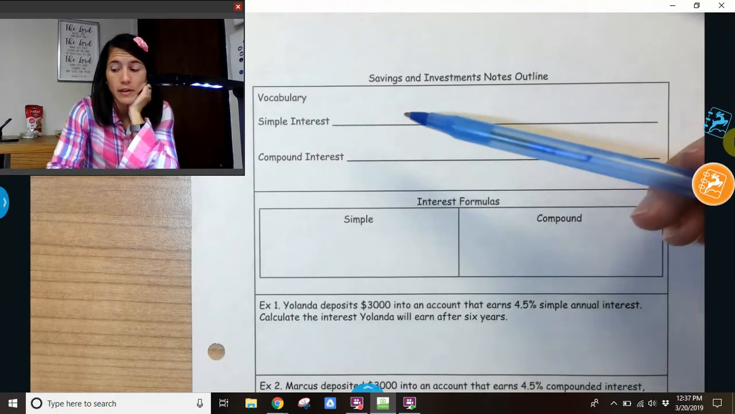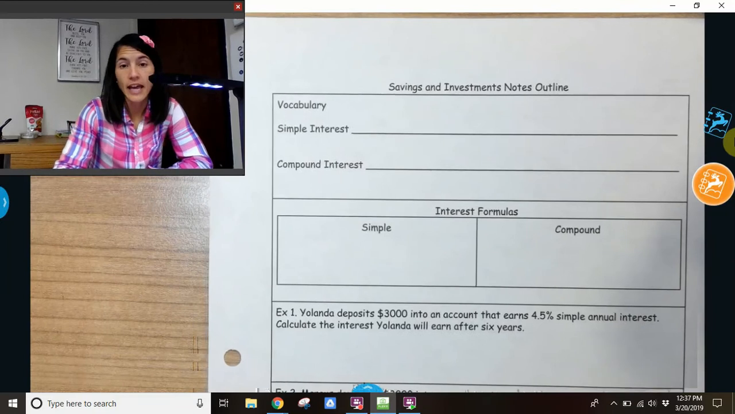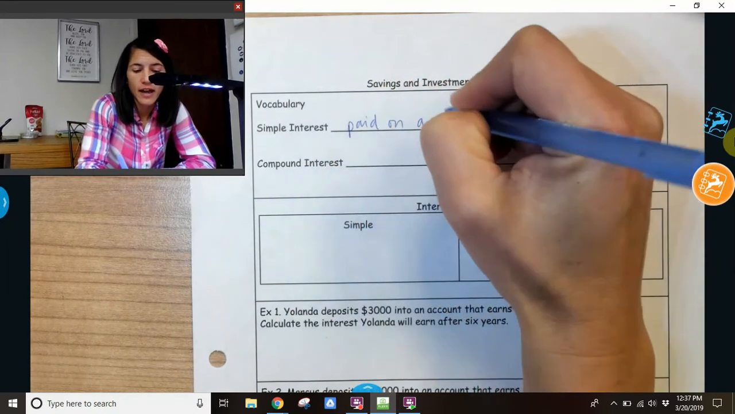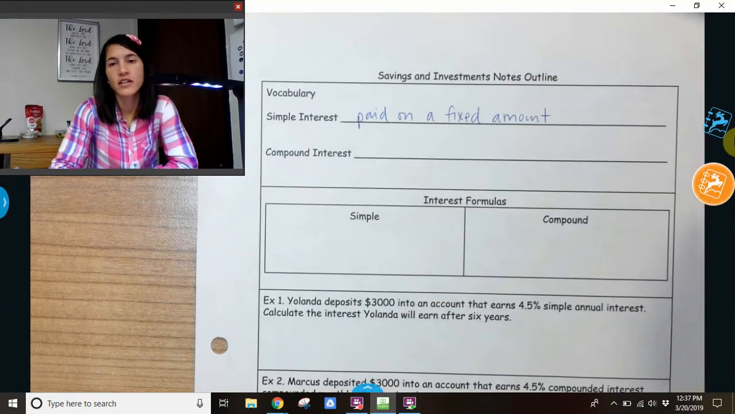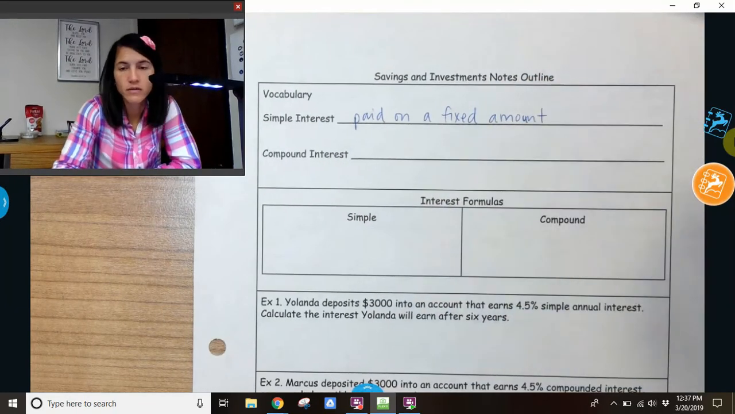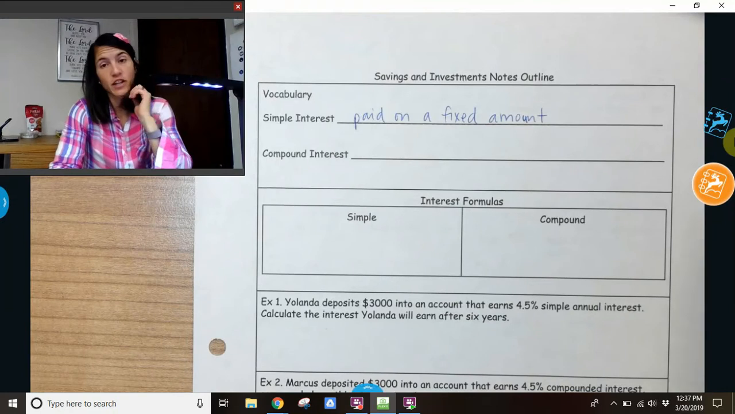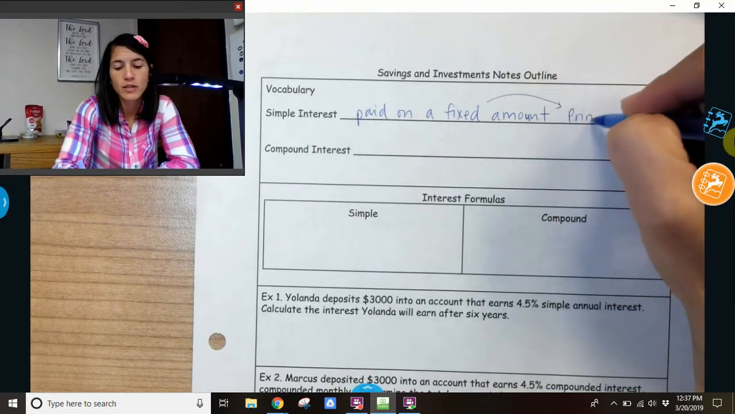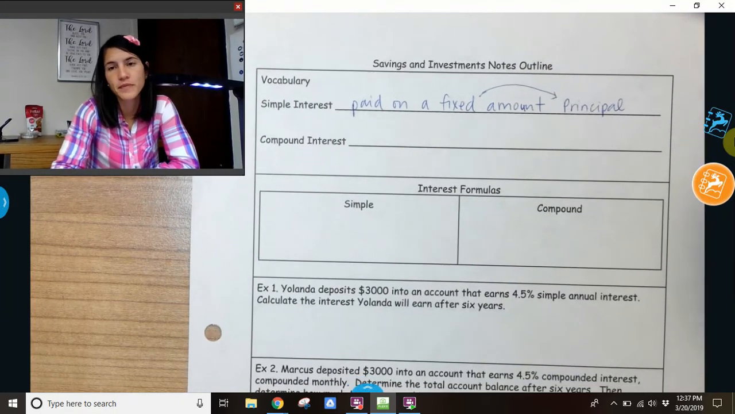So first, let's look at some vocabulary. Simple interest is interest that's paid on a fixed amount of money. So simple, you just get so much percentage of interest each time on a fixed amount. That fixed amount is called the principal. The principal, that's what that fixed amount is called.